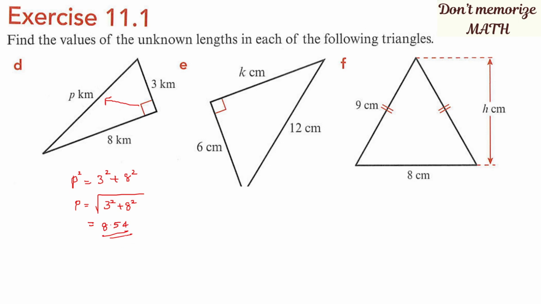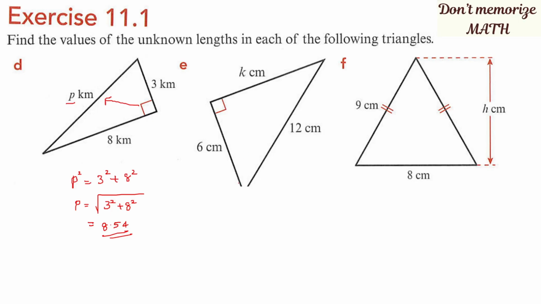Why am I not writing kilometer? Because here we have p kilometer. Okay, p is 8.54. So 8.54 kilometer. No need to write the kilometer for the p value. Okay, the side is 8.54 kilometer, but the p value is just 8.54.